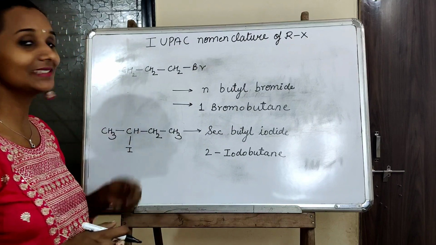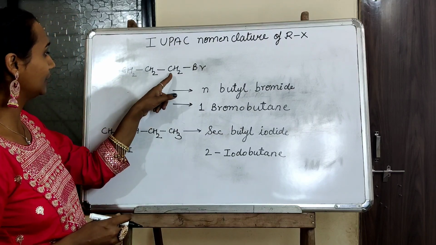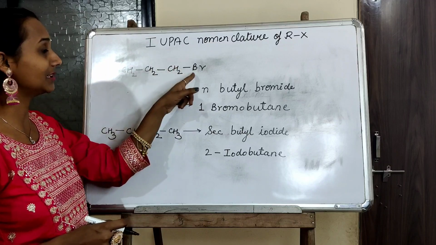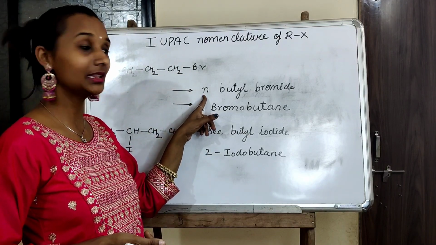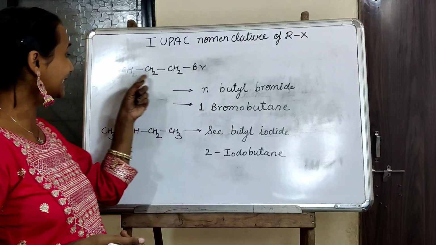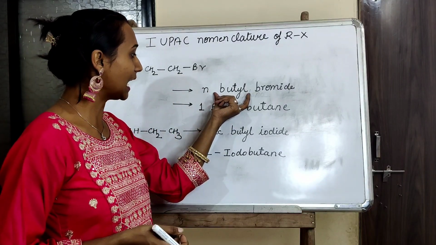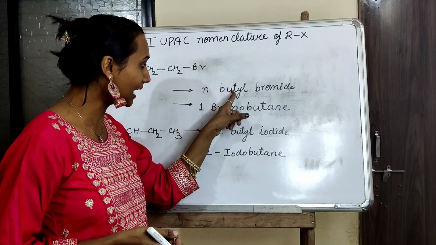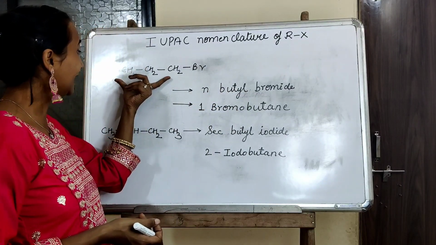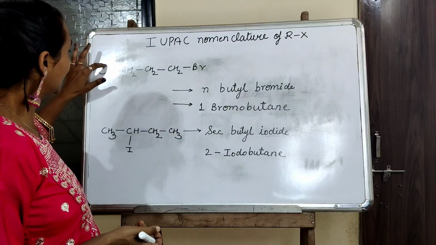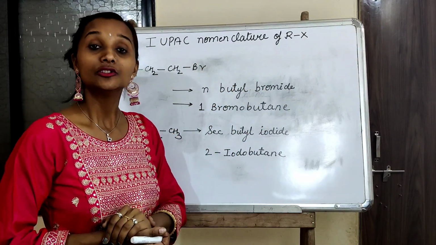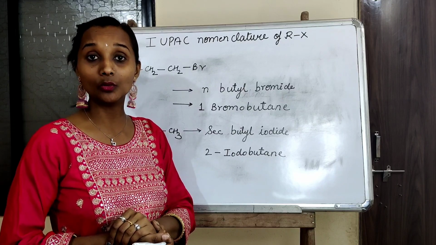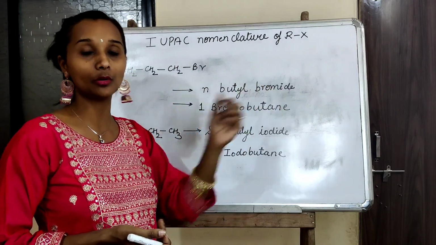Okay, so let us take a few more examples where you will understand this concept. Now see this example where I have written 4 carbon atoms attached to the bromine. In this structure I have written the common name n, which indicates the straight chain, butyl, which indicates 4 carbon atoms having an alkyl chain, and bromide refers to this. So the common name of this compound will be n-butyl bromide.